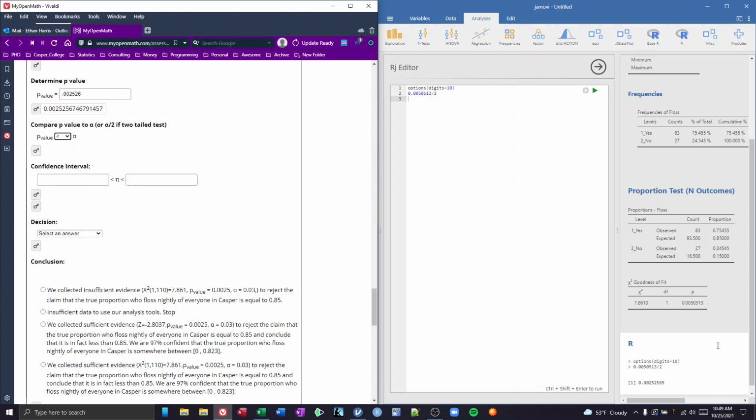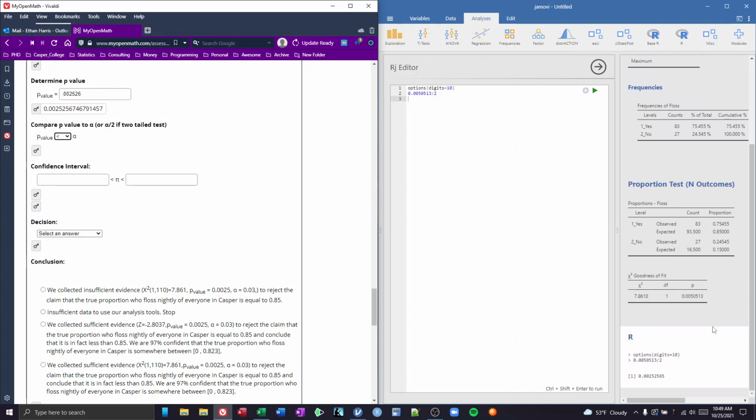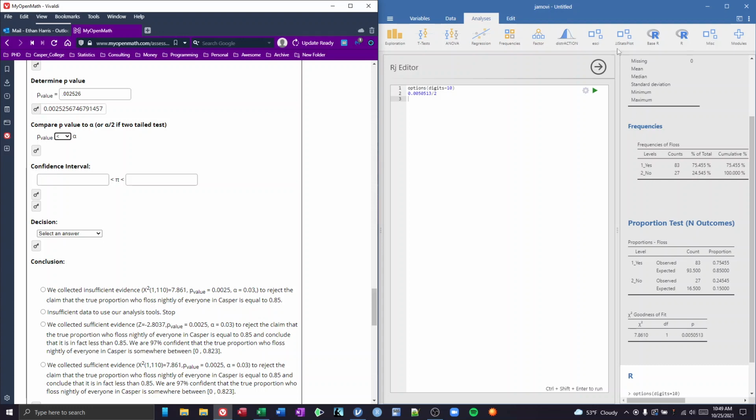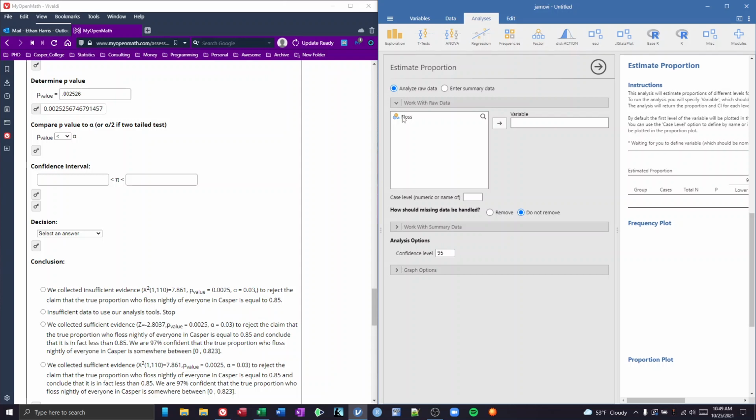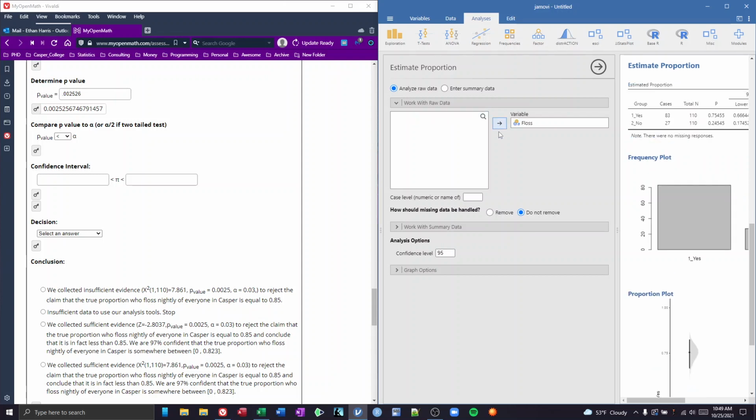And let's get ourselves a confidence interval. Confidence interval is actually pretty easy. We're going to use the same technique that we did before. Let's just go to ESCI, estimate a proportion. We're going to grab floss, bring it over, and we want a confidence level of 97. Now the problem here, remember, is that if we do 97, that's going to always assume two-tailed. So we need to actually double our alpha to 6, which would then give us a confidence level of 94.